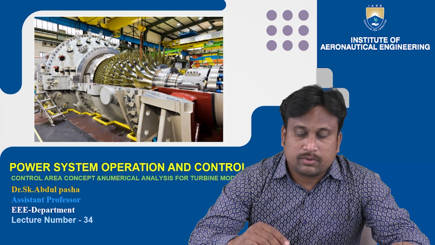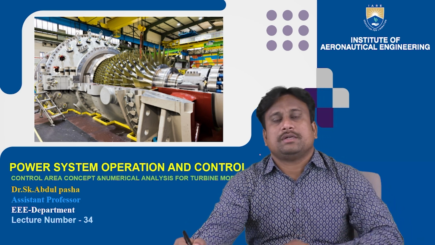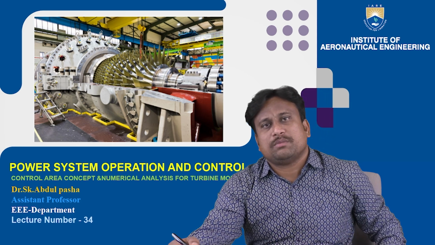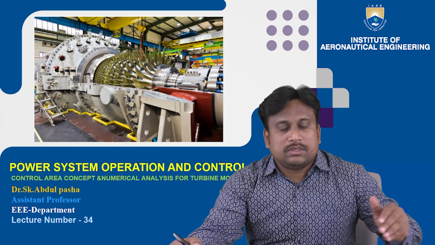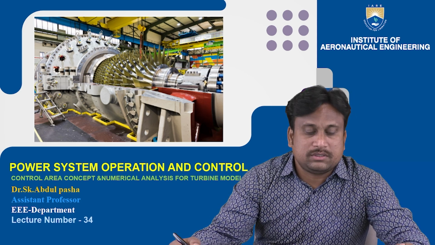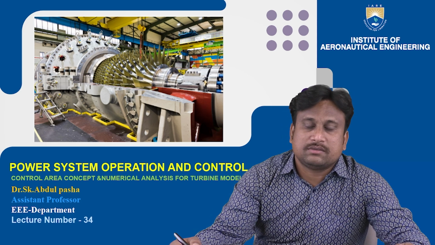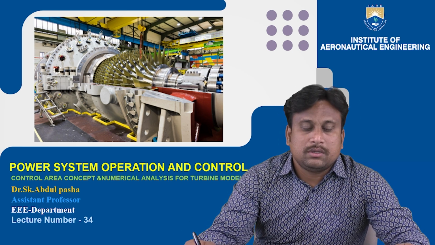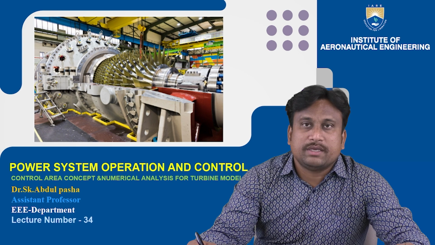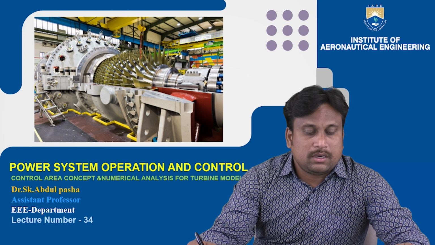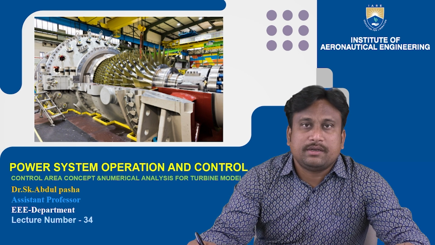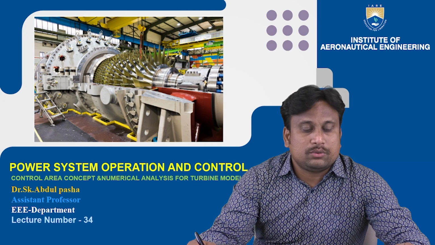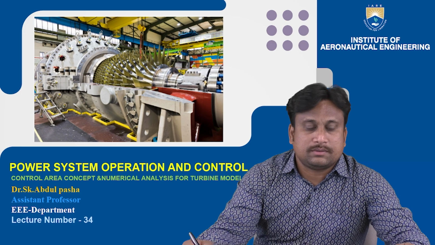So we are in the course of Power System Operation and Control. Here we discussed so many key issues related to power system operation and control. This is about the control area concept and numerical analysis for a given turbine model. In these concepts, we are going to learn some simple examples based on the turbine cases, and how the control area is going to be designed, what criteria we are going to assume, to be sure about the control area concepts.